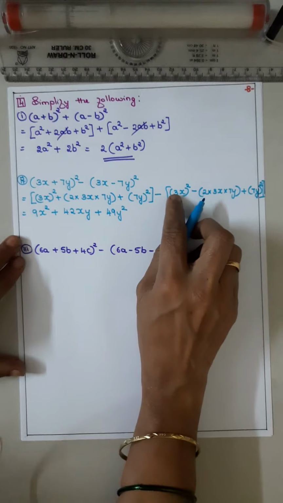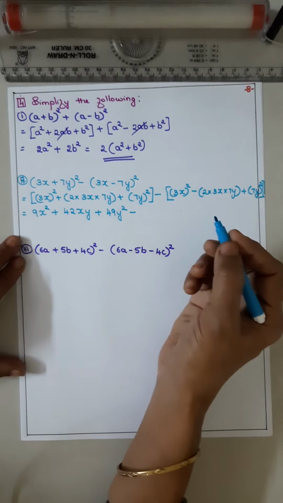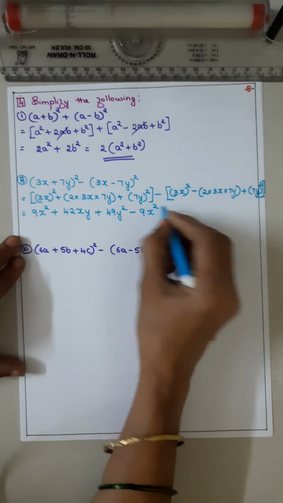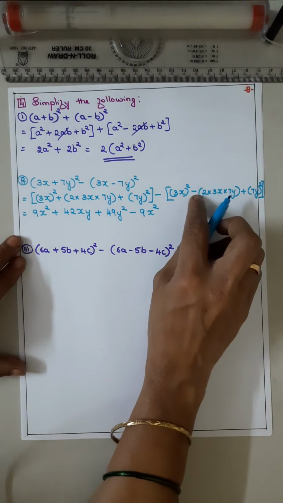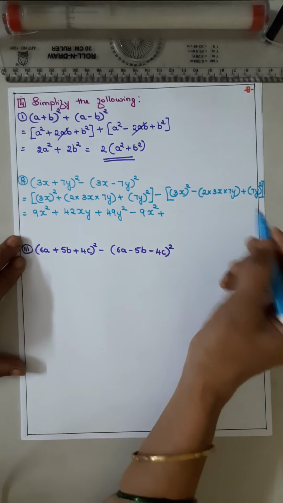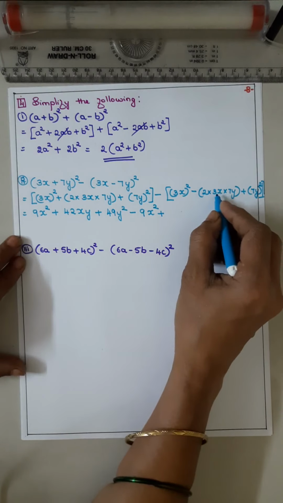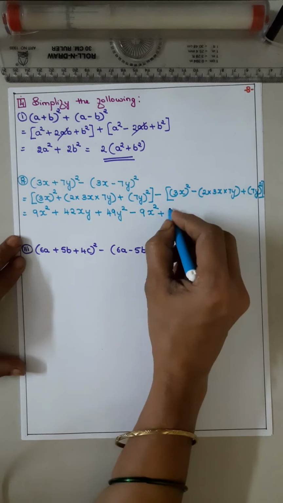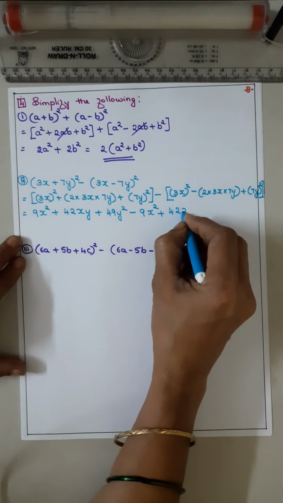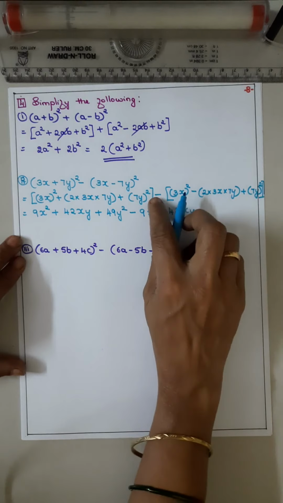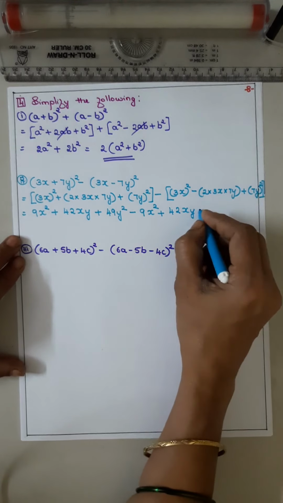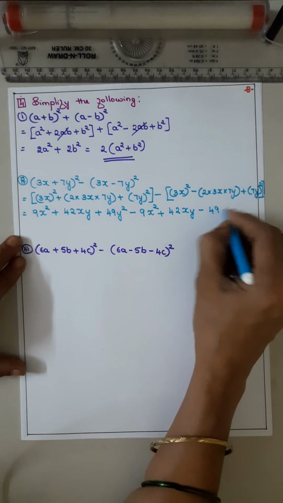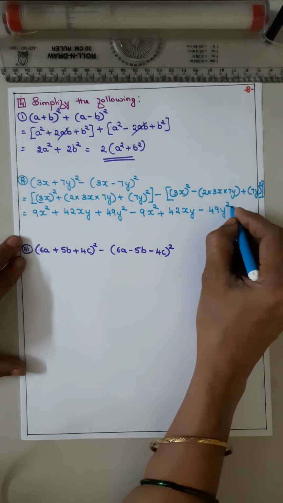Now minus of plus is minus. 3 square is 9x². Now minus of minus will be plus. 2 3s are 6, 6 7s are 42xy. Now minus of plus is minus. 7 square is 49y².